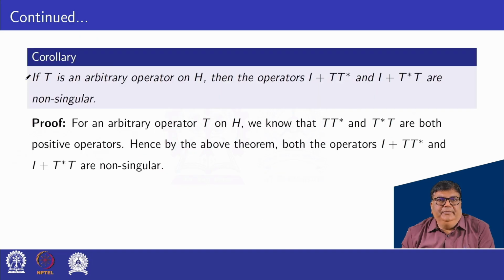Corollary: if T is an arbitrary operator on H, then the operators I plus TT star and I plus T star T are non-singular. Proof: for any arbitrary operator T on H, we know that TT star and T star T are both positive operators. Hence, by the above theorem, both the operators I plus TT star and I plus T star T are non-singular.